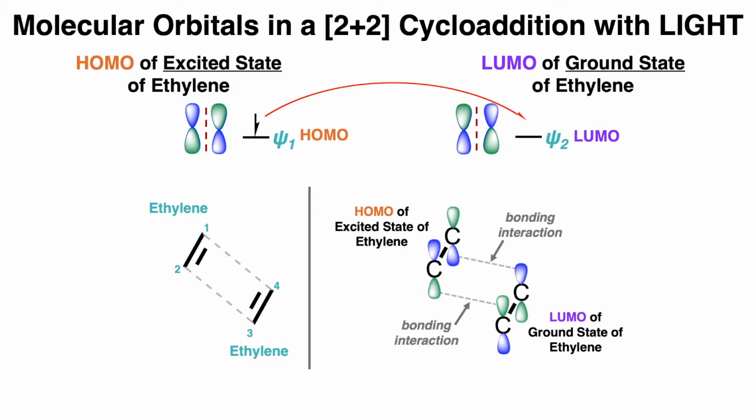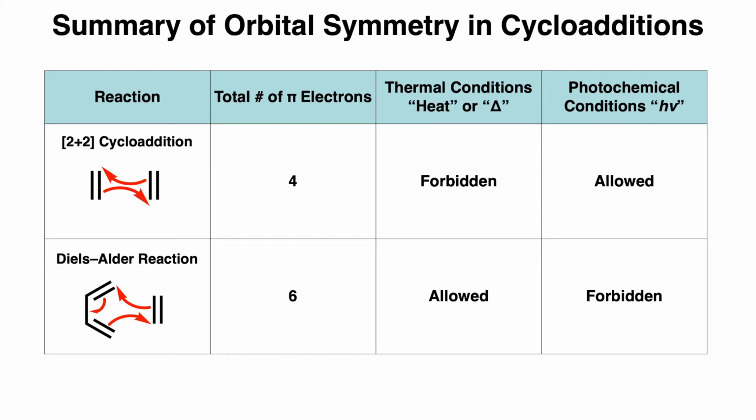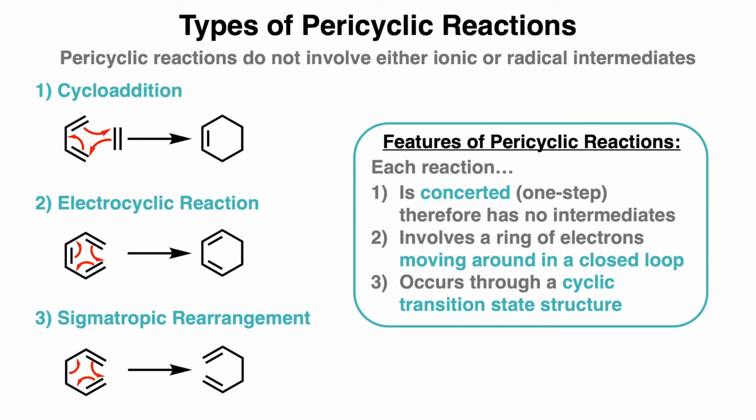So to summarize orbital symmetry in cycloadditions, a 2+2 cycloaddition contains a total of 4 pi electrons and is forbidden under thermal conditions but allowed under photochemical conditions. And a Diels-Alder reaction contains a total of 6 pi electrons and is allowed under thermal conditions but forbidden under photochemical conditions. Now moving along with another type of pericyclic reaction, let's go over electrocyclic reactions.